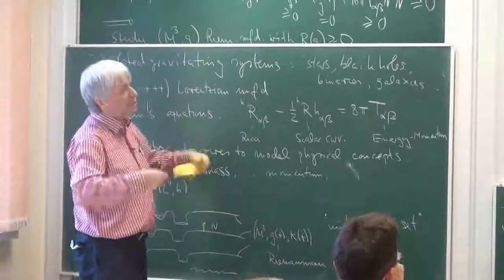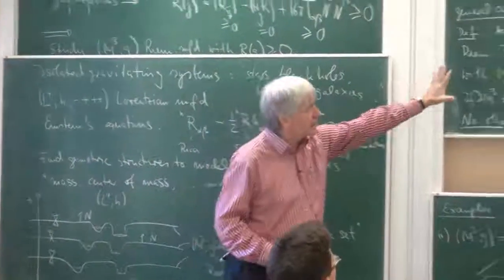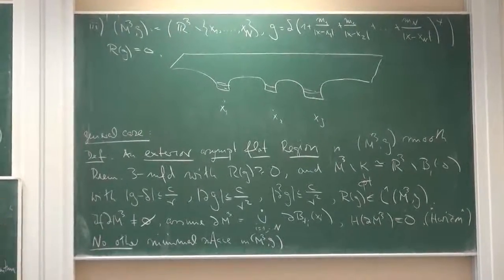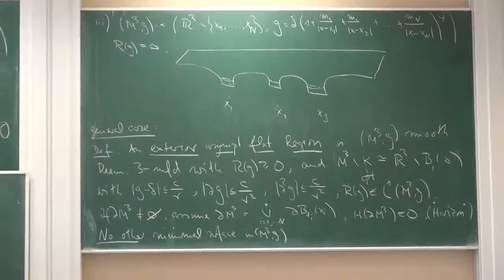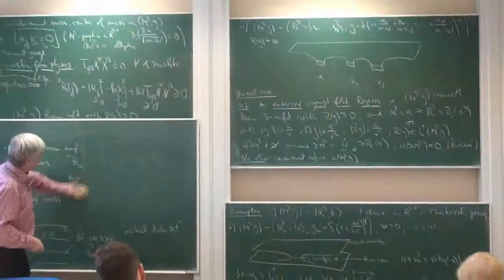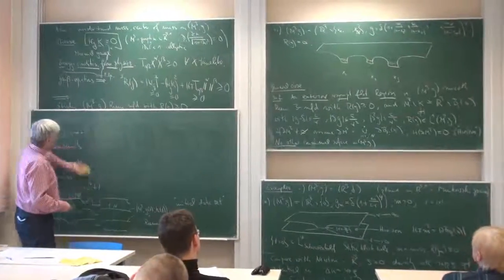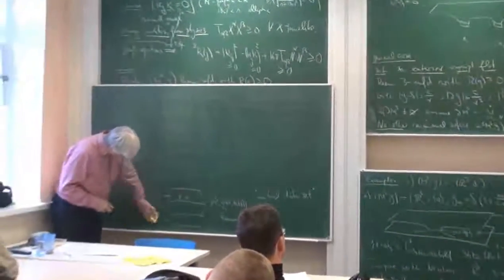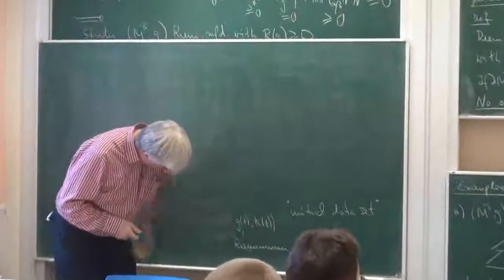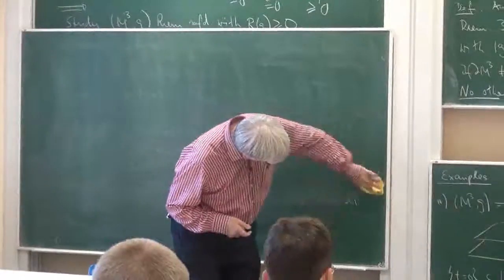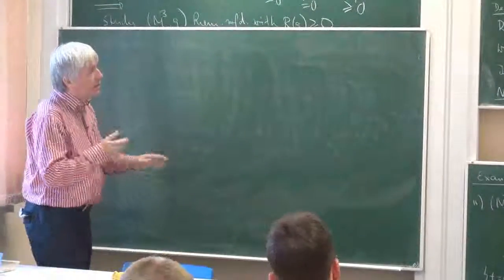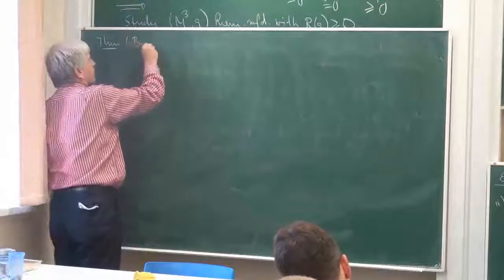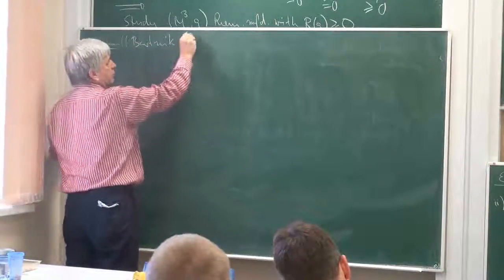Okay, so that's the method. Up to now, I've translated physics into mathematics. So this is the mathematical object one needs to study. And on this, I want to describe mass and center of mass in a geometric way. So the first important theorem that is known is due to Bartnik and, independently, Chruściel.